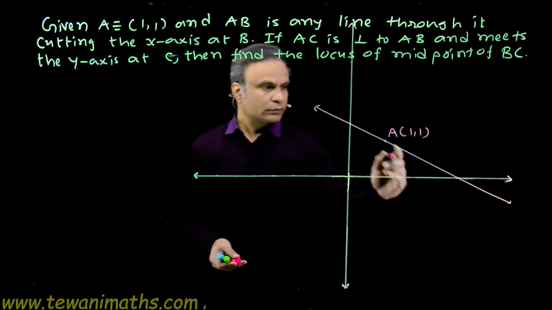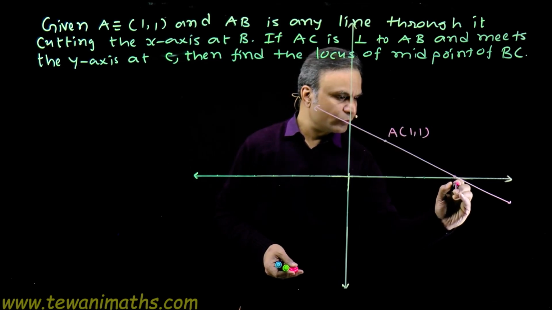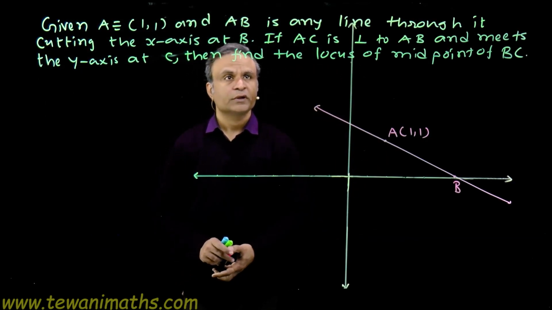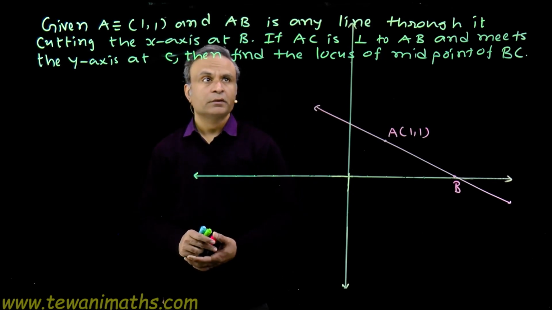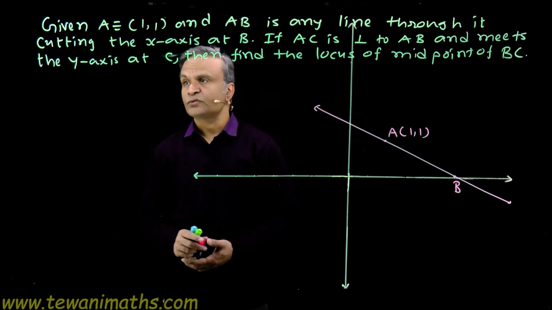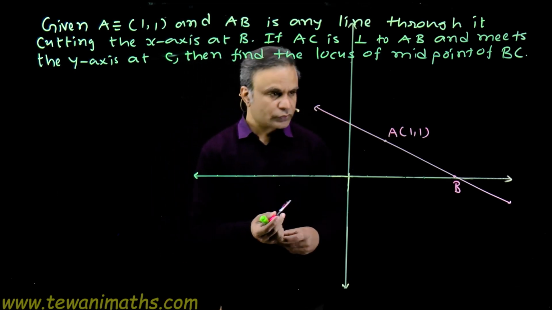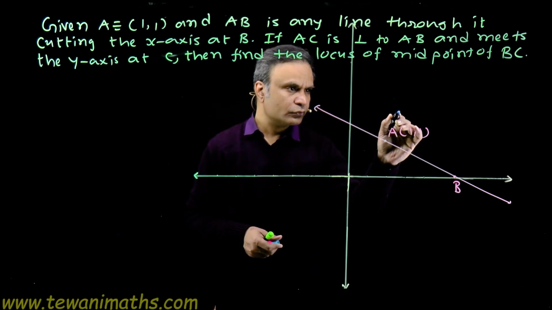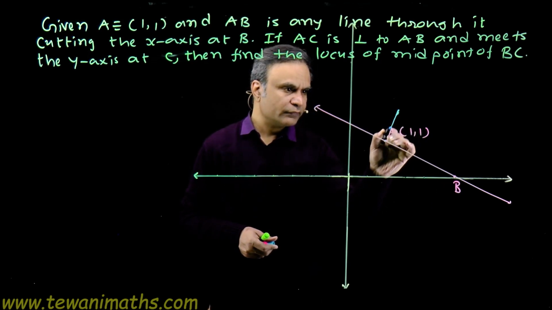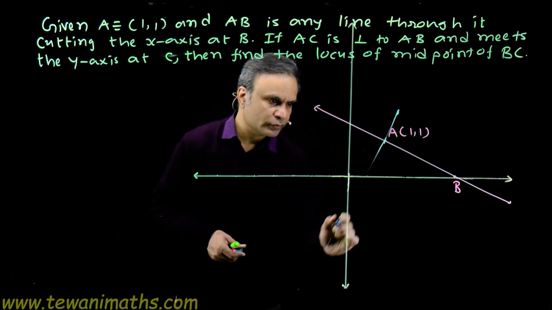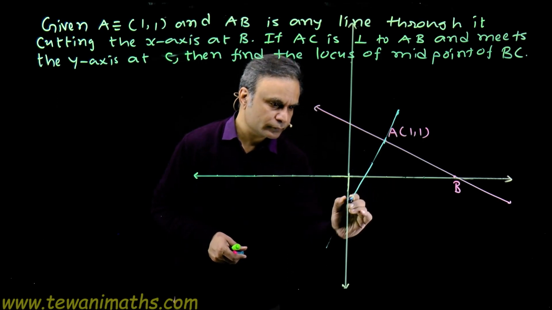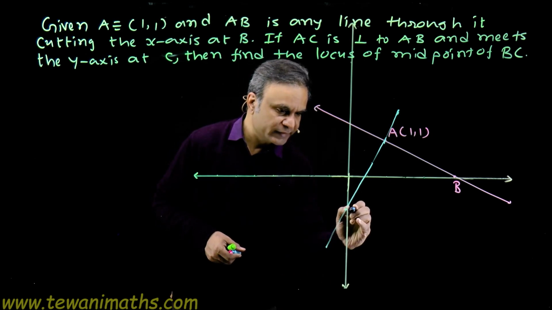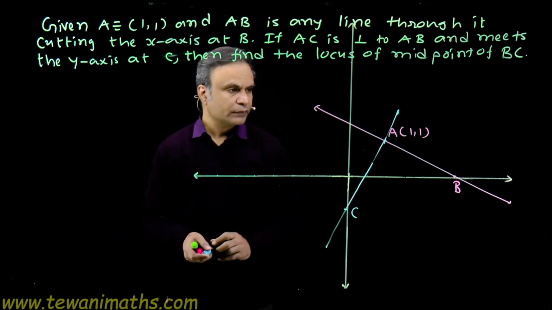Now this line meets the x-axis at point B. Here point B is variable because this line is variable. Now AC is perpendicular to AB and meets the y-axis at point C. So we draw a line perpendicular to AB through point A. We have this line. This line meets the y-axis at point C.